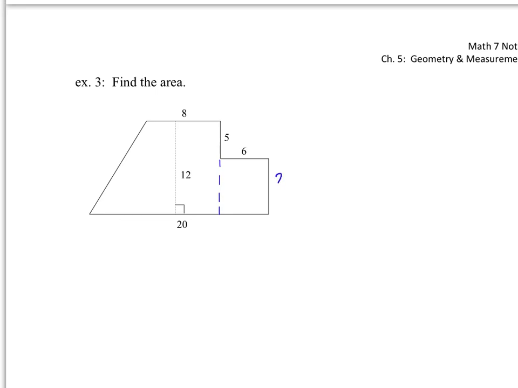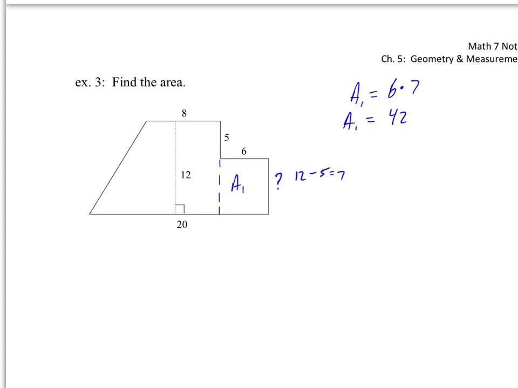So how big is this side? That side is 12 minus how much? 5, so it's 7, because 5 and 12. So area 1 equals 6 times 7. So area 1 is 6 times 7, which is 42.